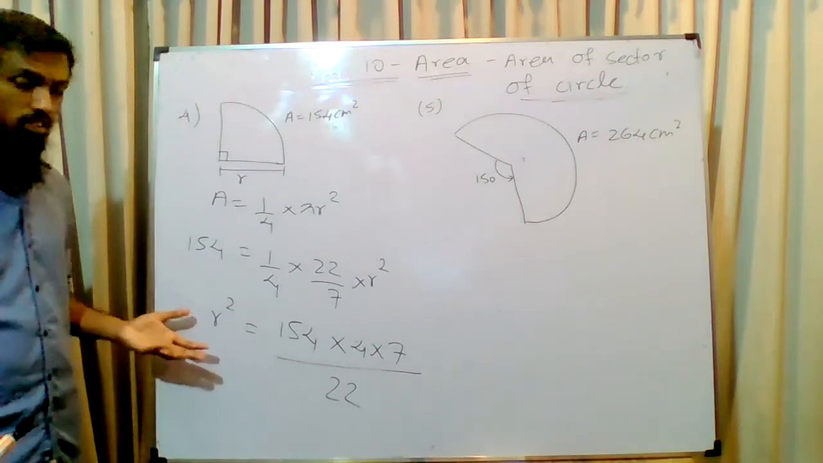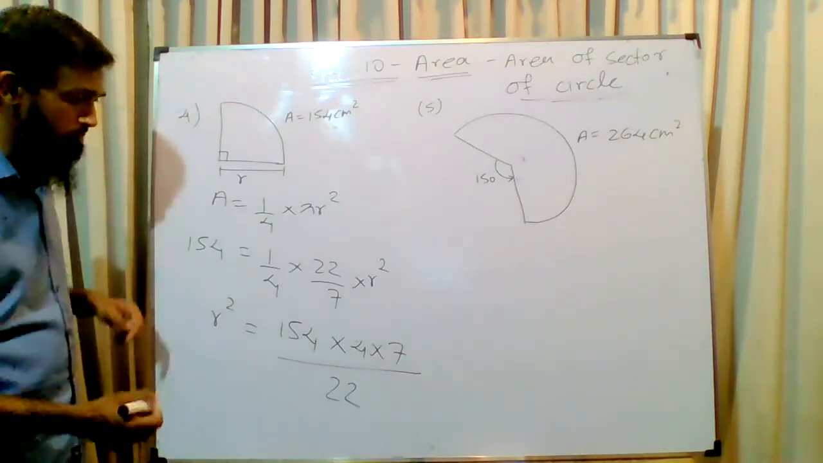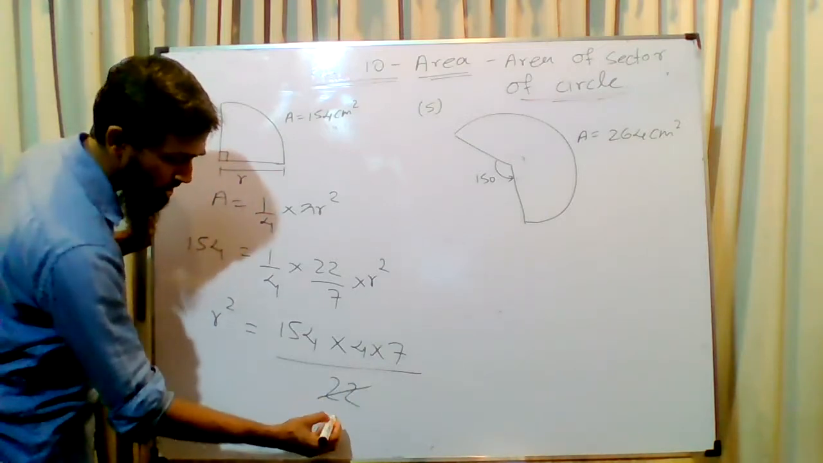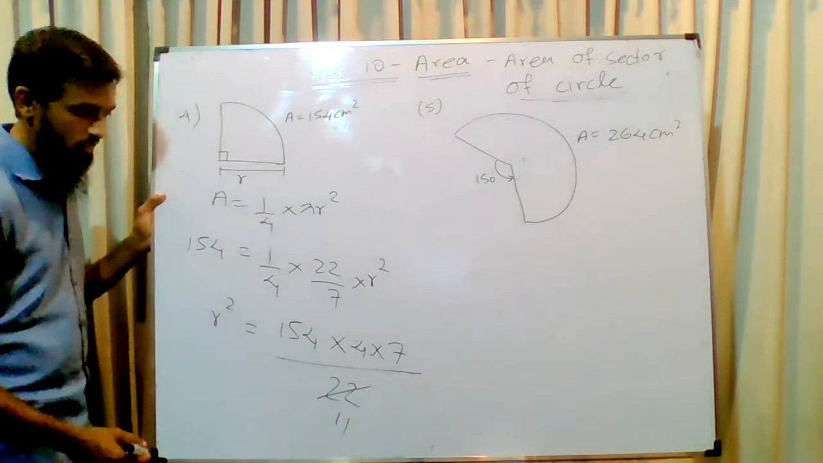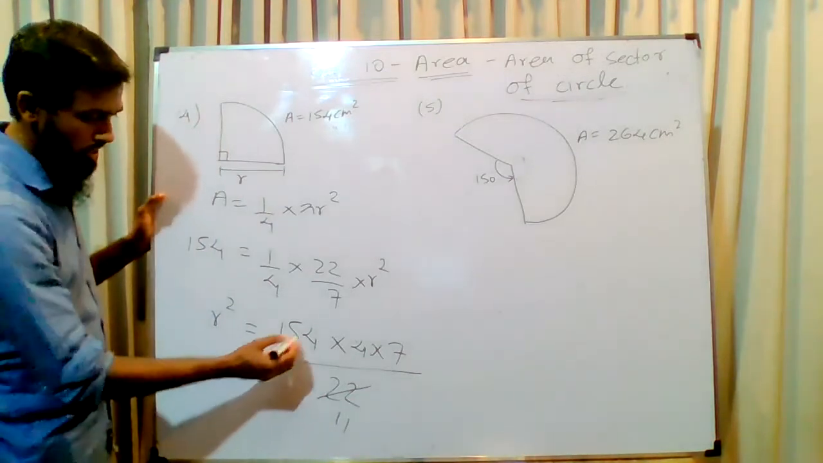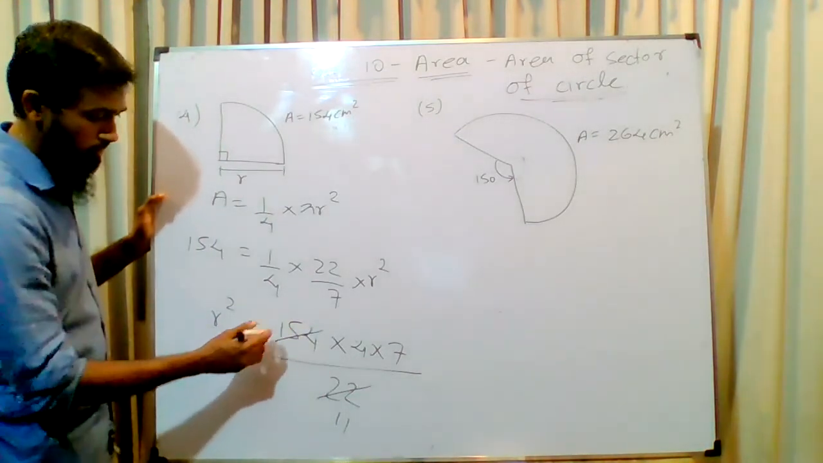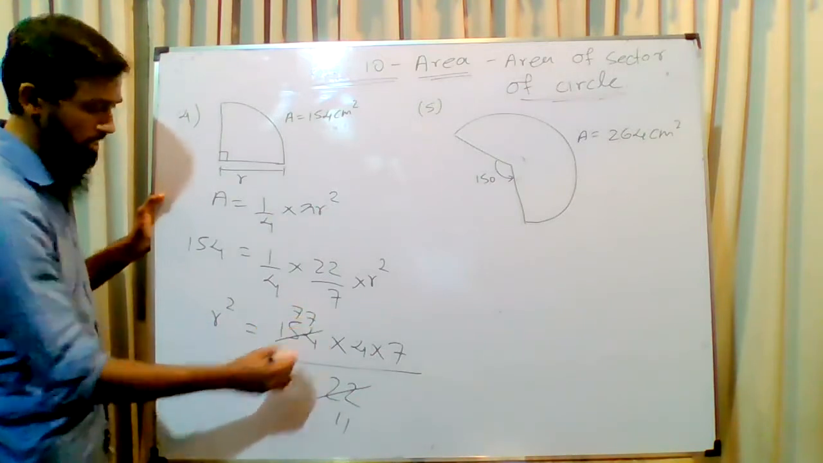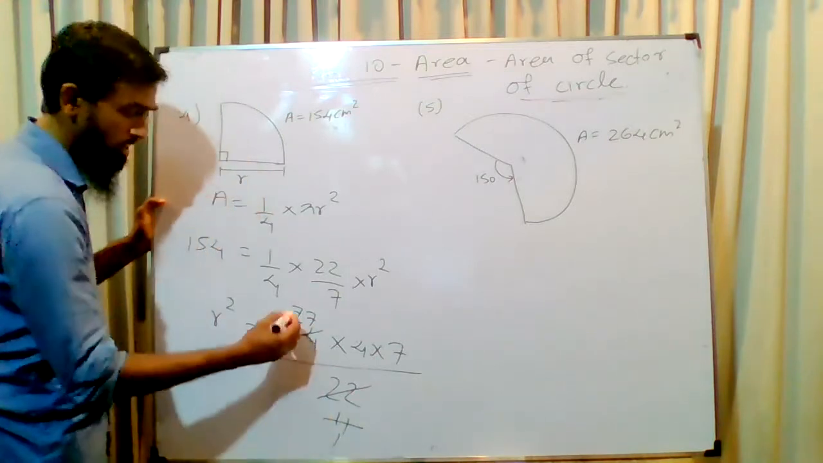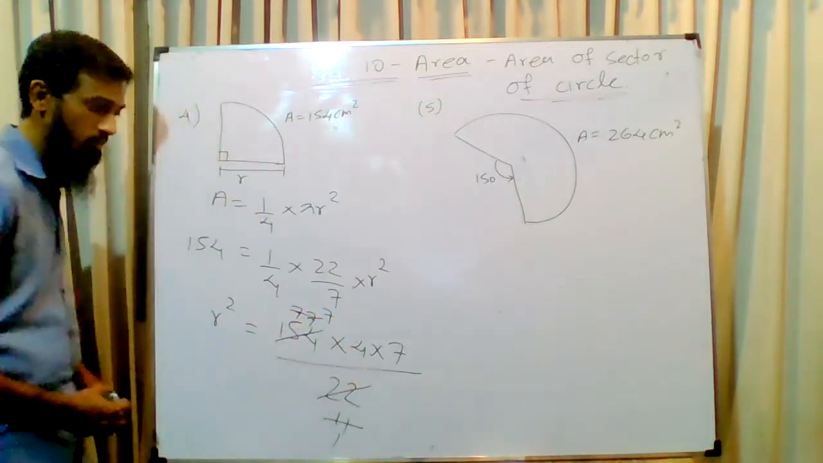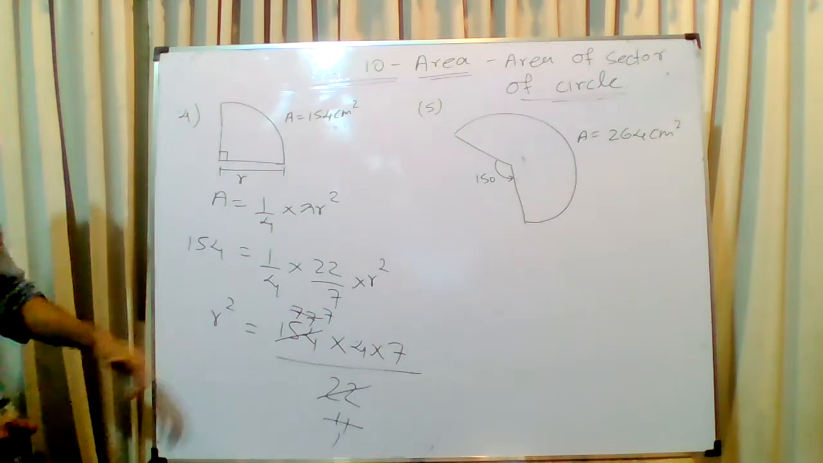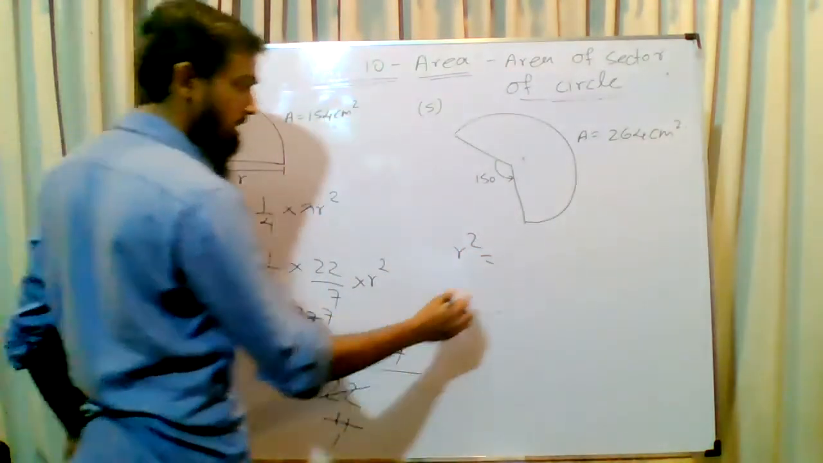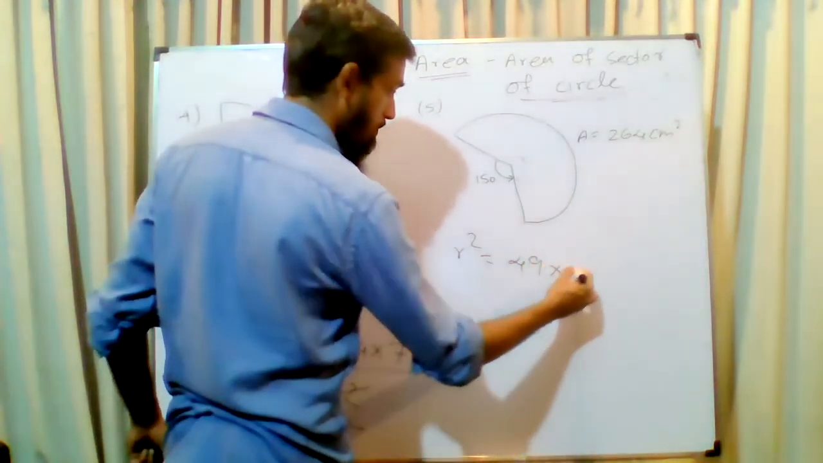Okay, now the simplification, the next step, we can divide by 2. 22 divided by 2, it's 11, divided by 154. 154, 11 times 7. 1 remaining 14, 7 times. So divided by 11, 1 divided by 7, it's 7. So r squared is equal to 7 into 7, 49 into 4.